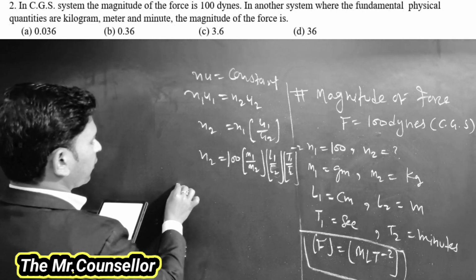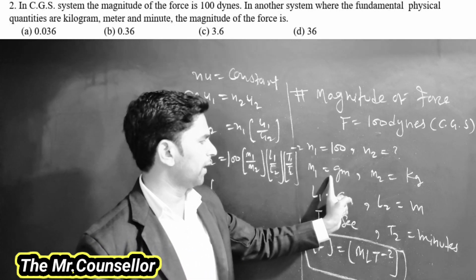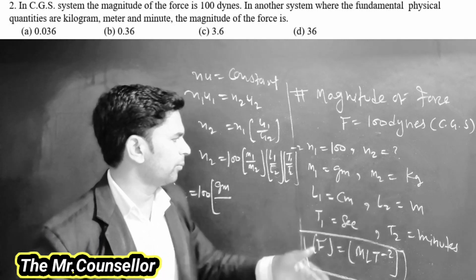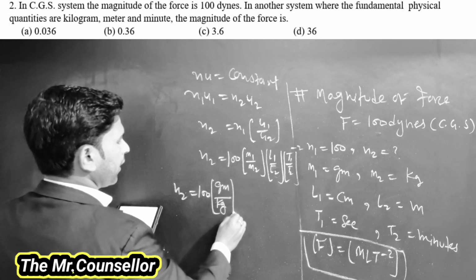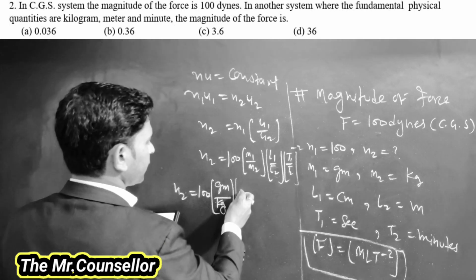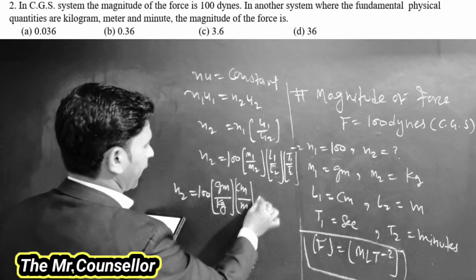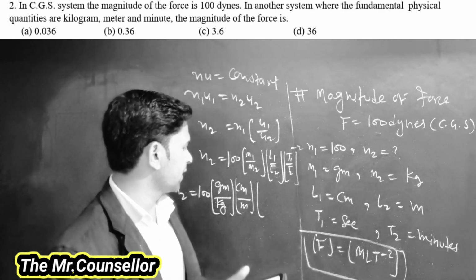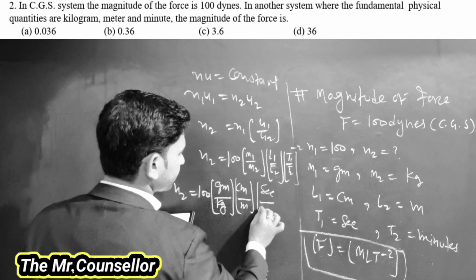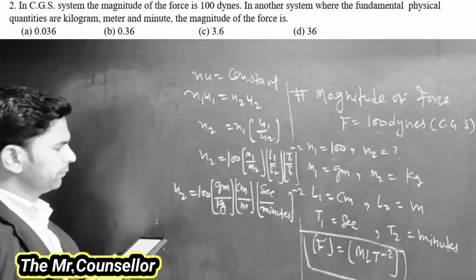So you can write N2 is equal to 100 times M1 upon M2. First system mass is gram, second system mass is kg. Similarly, first system length measurement is centimeter and second system length measurement is meter. First system time measurement is second, and second system time measurement is minutes, all to the power minus 2.